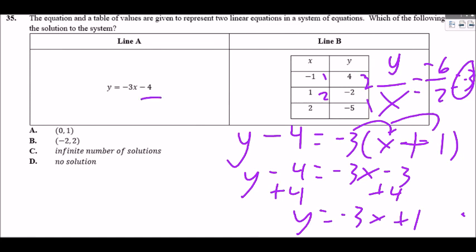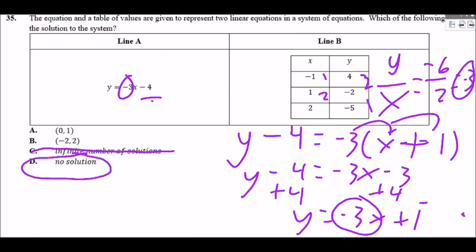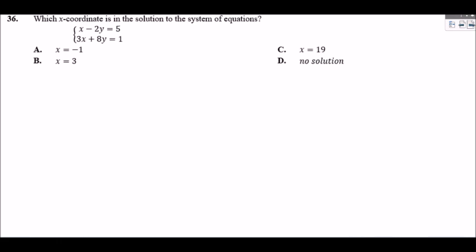If it was infinite solutions, they would be the exact same line. Because this is minus 4 and plus 1, these are different. So it's not this one. But they have the exact same slope. If they have the exact same slope, but a different y-intercept, that means that they are parallel. Parallel means no solutions.